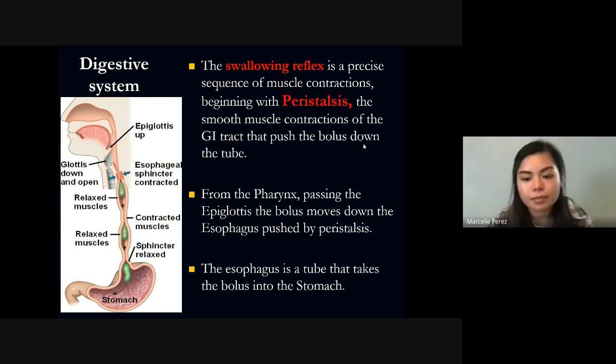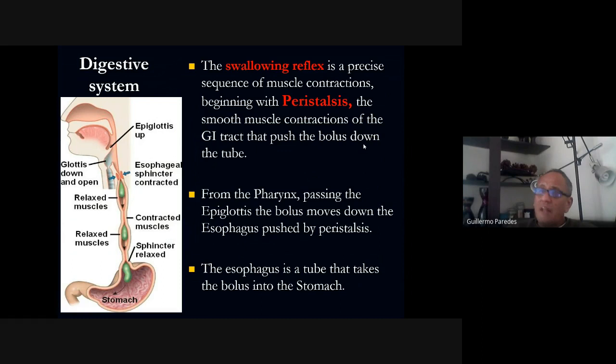Yes. That is called peristalsis. And peristalsis is what moves the bolus, the chyme, and the fecal material forward. So they are going to do contractions here, relaxation here. The food goes from higher pressure to lower pressure, so the food is going in this direction.